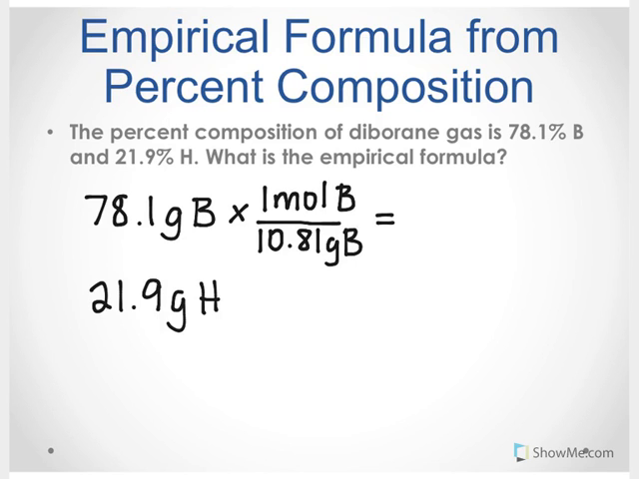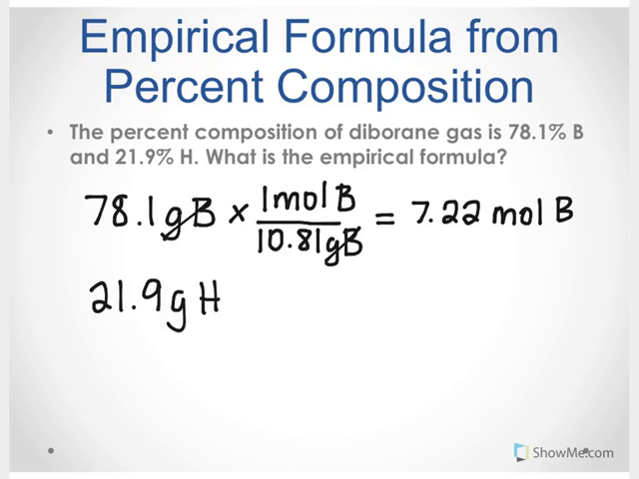boron. And what we're going to do is cross out our units there, and we're going to divide 78.1 by 10.81. And if you have your calculator, I recommend you do it to make sure you're getting the same answer. You should end up with an answer of 7.22 moles of boron.